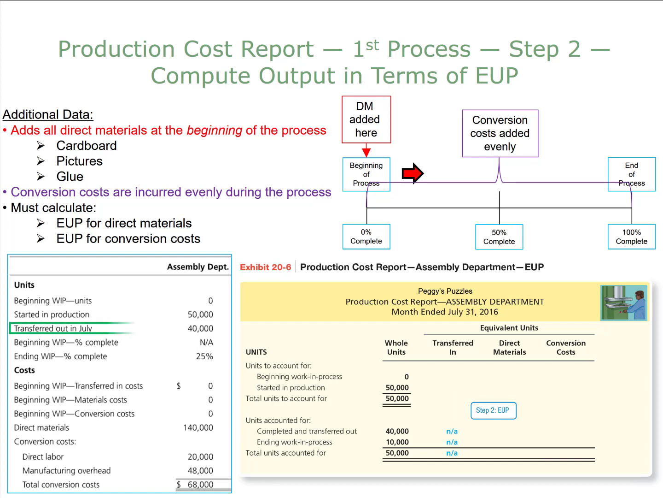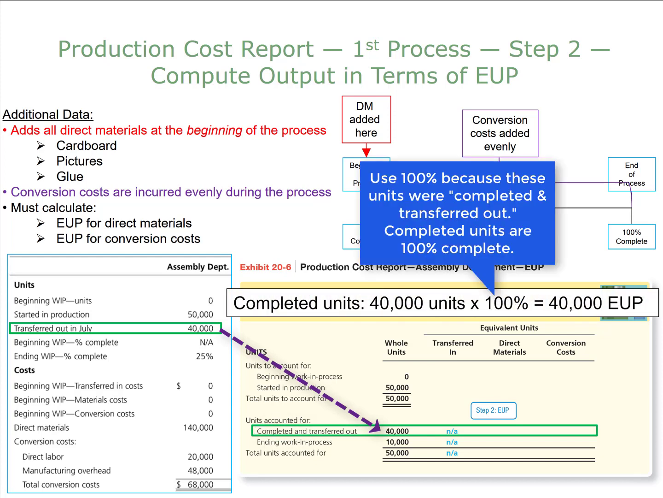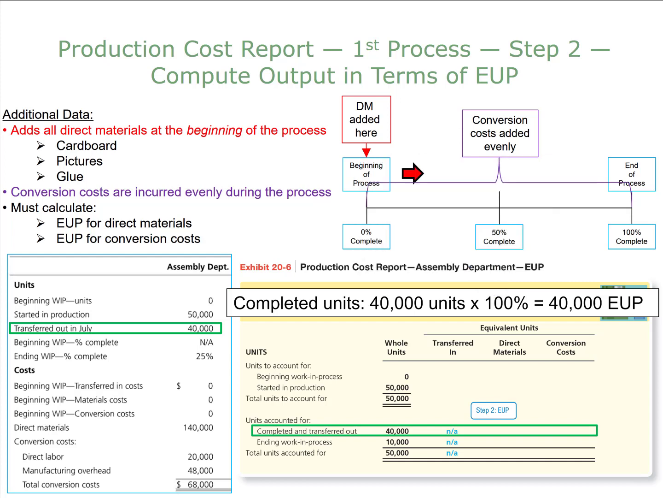Now let's concentrate on the EUP, equivalent units of production, for the 40,000 units completed and transferred out. The 40,000 units came from the data table and were placed on the production cost report in the Units Accounted For section. Since these 40,000 units were transferred out of the assembly department, this means the assembly department is completely done with these 40,000 units. That means they are considered 100% complete for both direct materials and conversion costs. So to calculate the equivalent units of production, we simply take 40,000 units times 100% since they were completely finished, and we get 40,000 EUP for both direct materials and conversion costs. Now we simply place the 40,000 EUP on the production cost report for both direct materials and conversion costs.